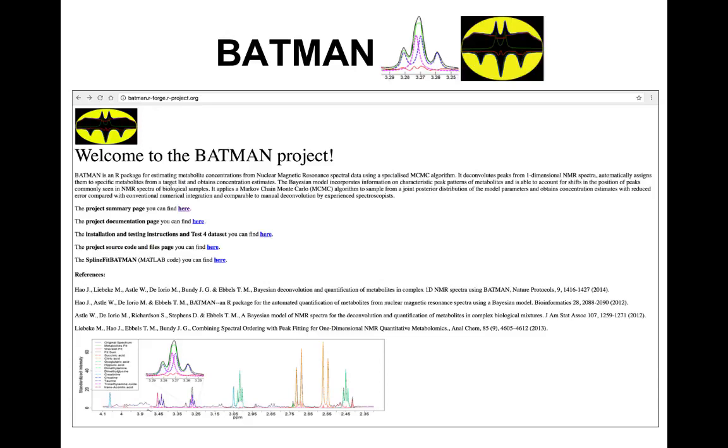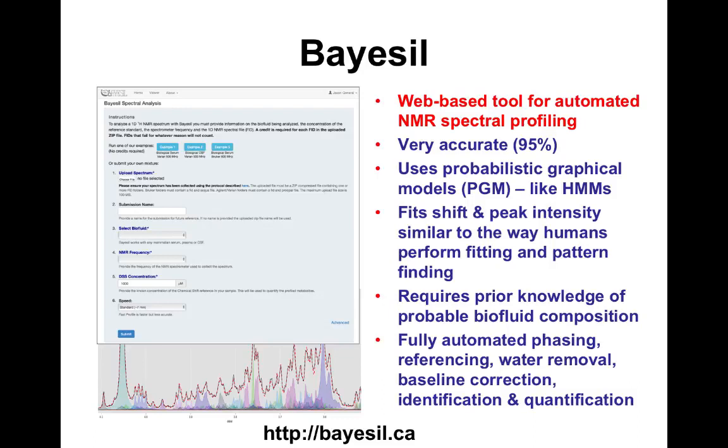This is the Batman homepage. It's probably been updated somewhat. It uses a Bayesian technique to help with spectral peak fitting. There are other tools that have more recently appeared, I think one is called R-Dolphin. But Batman was one of the early ones, and another early one is Basil. Basil is appealing because it's a web-based tool, so you don't have to download or install anything. It's quite accurate. It uses what's called probabilistic graphical models or hidden Markov models.